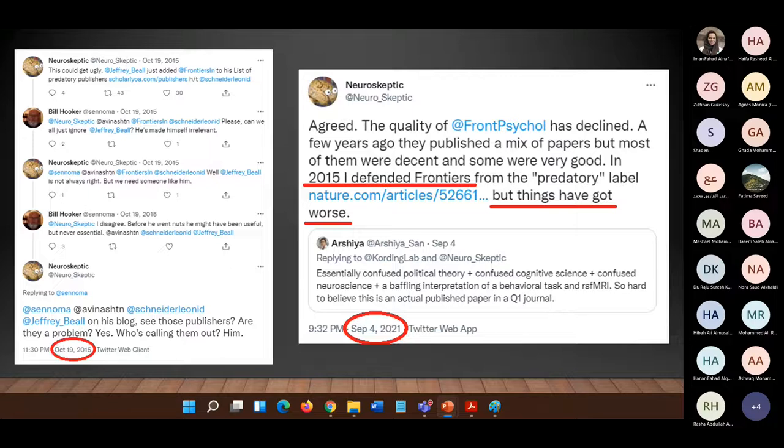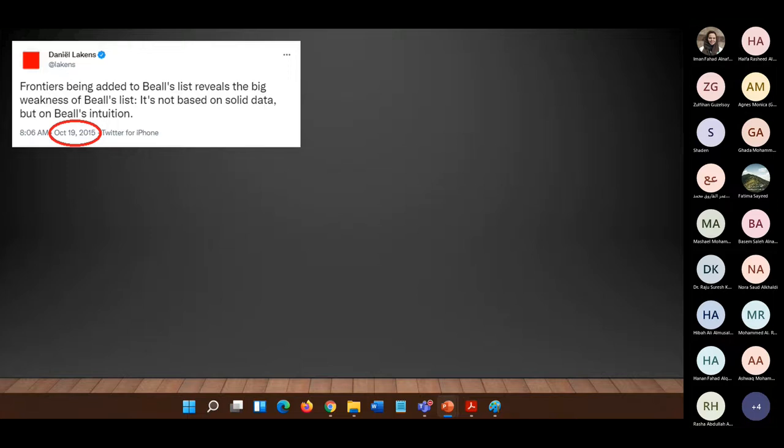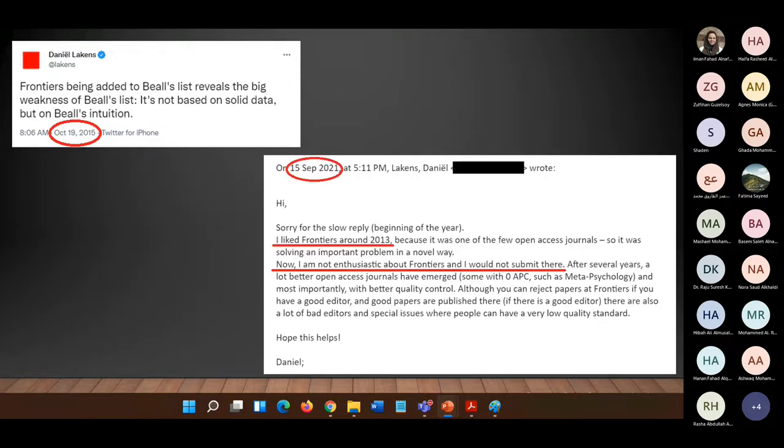So some people started to be skeptical about Frontiers. Again, somebody called Daniel Lakens from the Netherlands, again on the 19th of October, the day after Jeffrey Beall's announcement, criticized this move to consider Frontiers a predatory publisher. So I sent him an email around 2 months ago, and I said, look, you defended Frontiers in 2015. Has your opinion changed? His reply was, I liked Frontiers around 2013. Now I'm not enthusiastic. Things are changing.